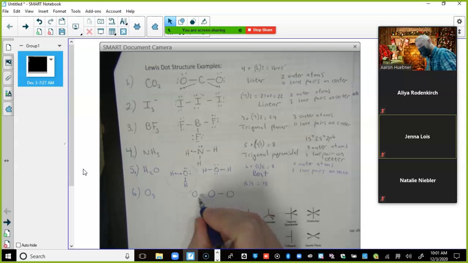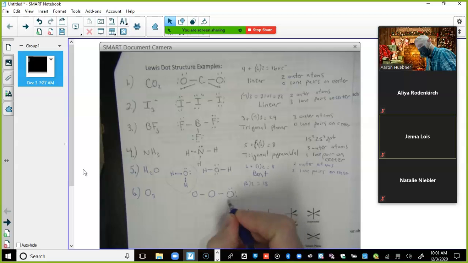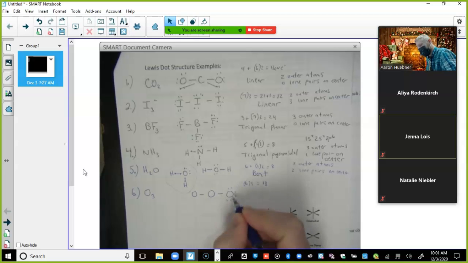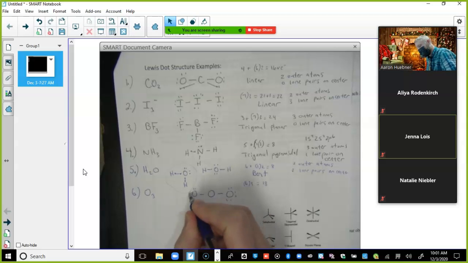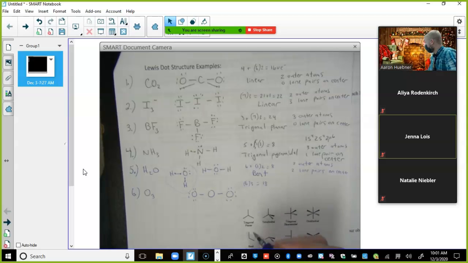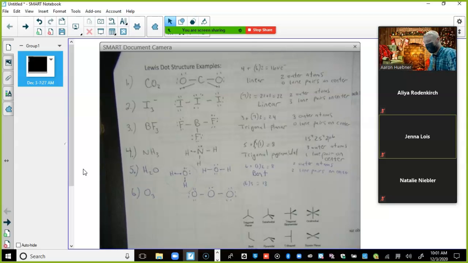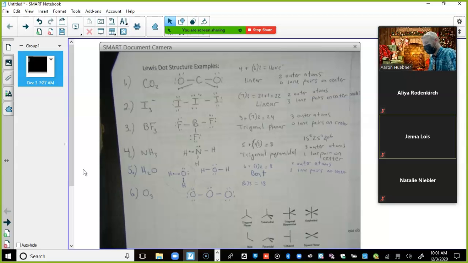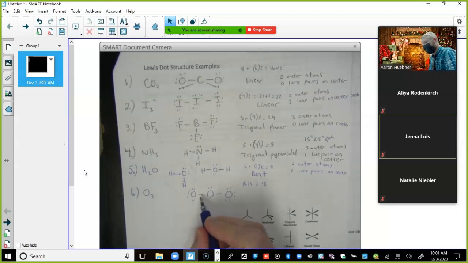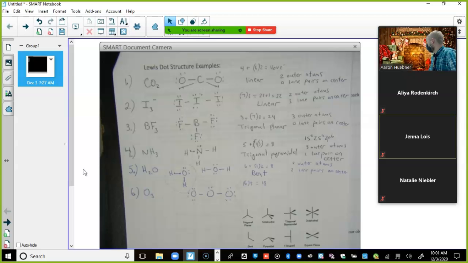So we've got 2, 4, 5, 6, 7, 8, 9, 10. 2, 4, 6, 8. All maxed out. 11, 12, 13, 14, 15, 16. 2, 4, 6, 8. It's maxed out. I used up 16, but I have 18. So the extra ones I put on the center. So there it is. But I've got a problem because oxygen in the center has 2, 4, 6. It wants to have 8.